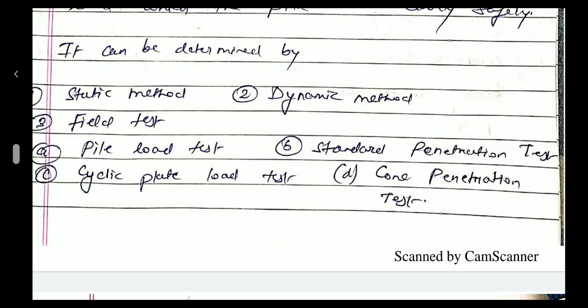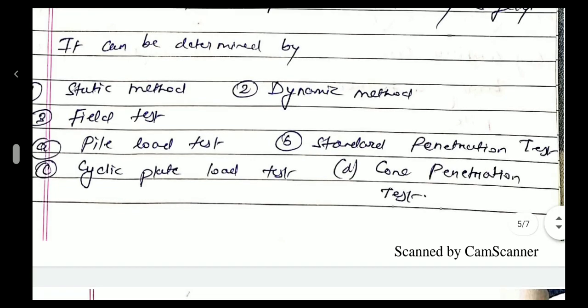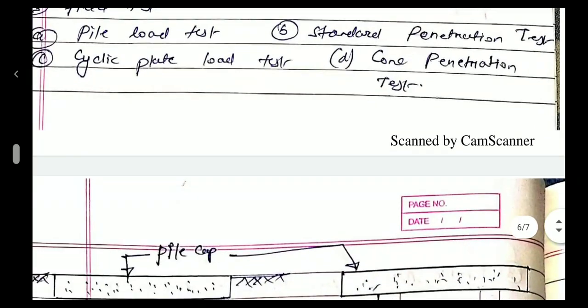Then field tests are classified under four categories. What are the field tests? First, pile load test, second, standard penetration test, third, cyclic plate load test, and fourth, cone penetration test. So we will discuss the static method and dynamic method in the next class.